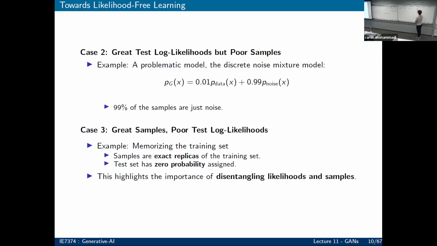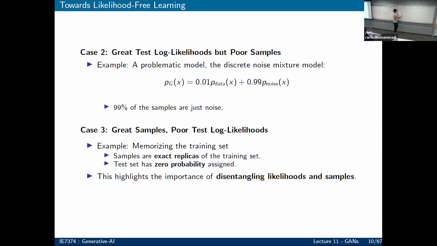This log of A plus B, because log is monotonic, is always greater than or equal to log A. Now, if we apply a log here, this becomes log of this term plus log of this term. So we know log P of X is always greater than or equal to log P of theta X.